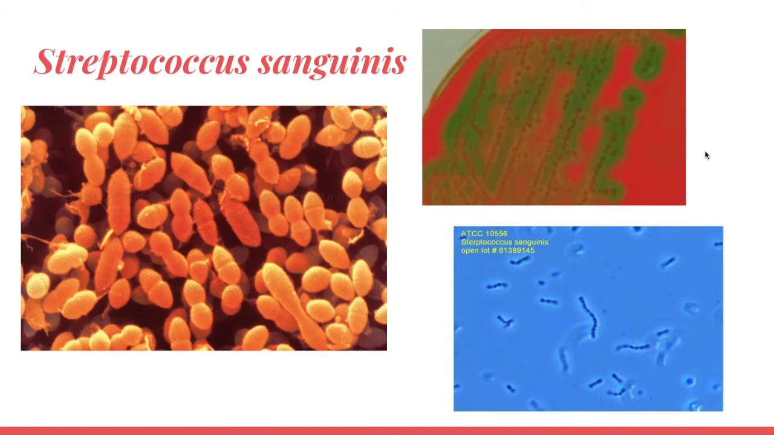S. sanguinis and other viridans streptococci are round in shape, as can be seen in the image on the left, and tend to form chains, as can be seen in the image on the bottom right.